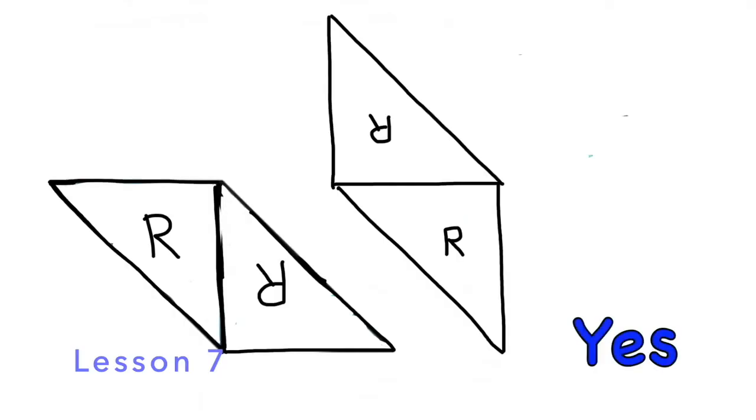The answer is yes. Here's 2 examples of how I use 2 copies of triangle R to compose a parallelogram that is not a square.